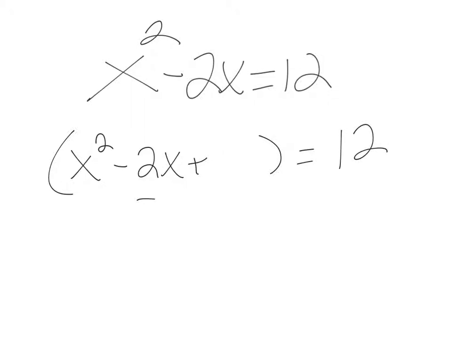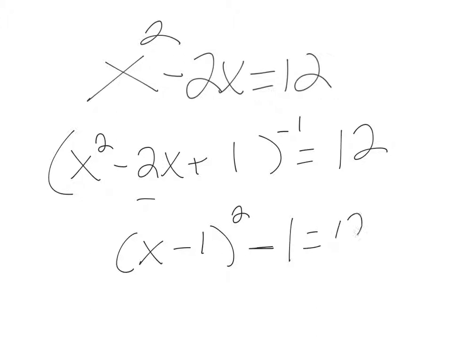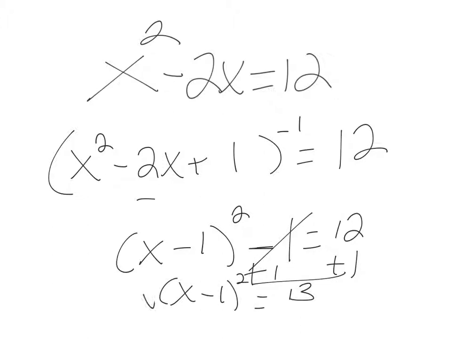Half of negative 2 is negative 1. Negative 1 squared is 1. I add 1 here, so I subtract 1 here. So I end up with (x minus 1) squared minus 1 equals 12. Now I can add 1 to both sides. (x minus 1) squared equals 13, and then take the square root.